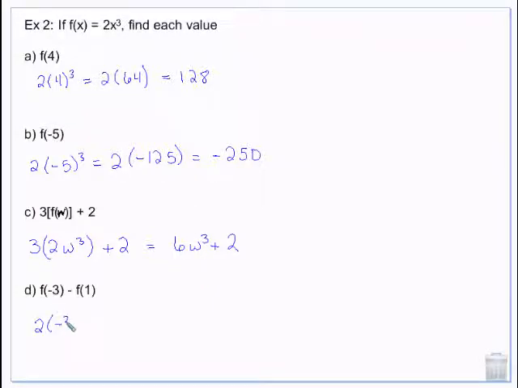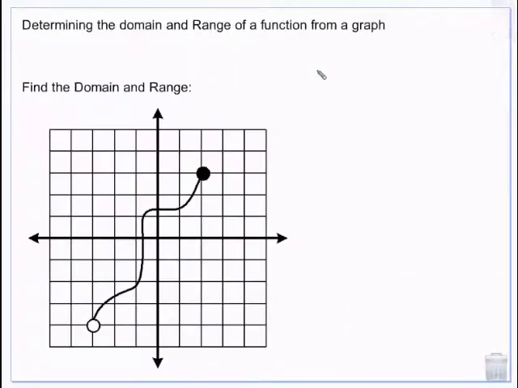Here, I replace it with a negative 3 and a 1, and I'm subtracting them. So that gives me 2 times negative 27 minus 2 times 1, which is negative 54 minus 2, which is negative 56.